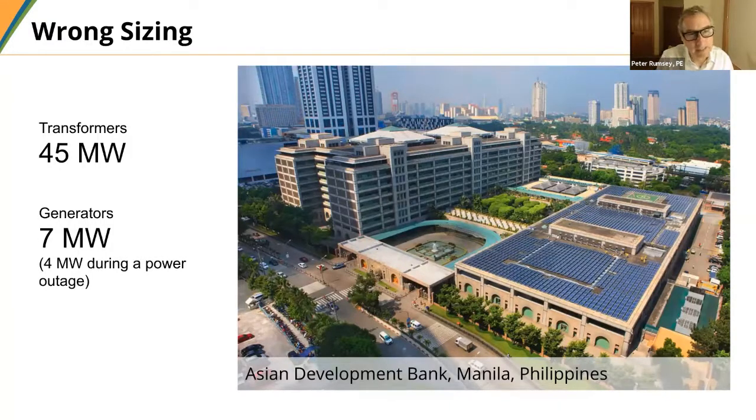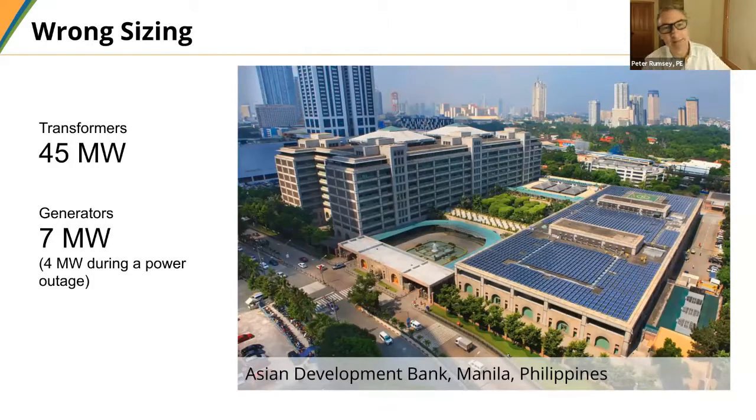Now in Manila at the time, they had power outages almost every day. So they had a generator system, DG system, that was 7 megawatts. And when the power would go off, they would only use 3, sometimes 4 generators on the peak day, meaning the energy consumption of the building was 4 megawatts. And they had 45 megawatts of electrical transformer capacity. So the electrical system was oversized by a factor of 10.